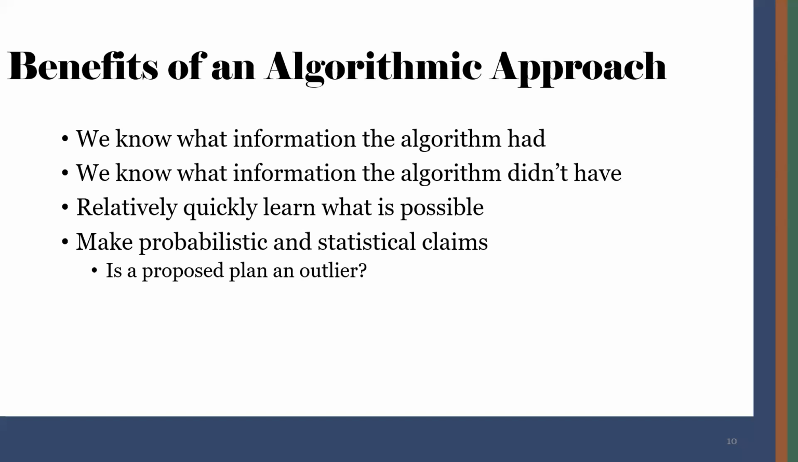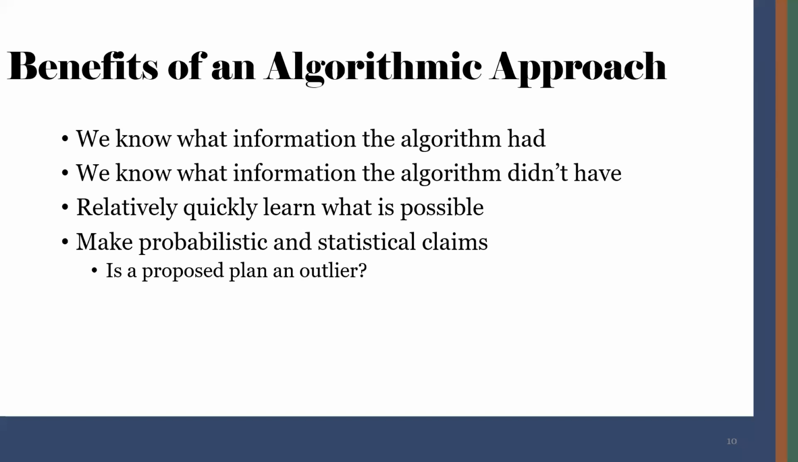But then the big other piece here is that it makes these probabilistic statistical claims, because we're using sampling with different algorithms that are aimed at this. That'll help us know, is this proposed plan an outlier? These are the types of things that are used in that step 7, that litigation aspect, to really understand.